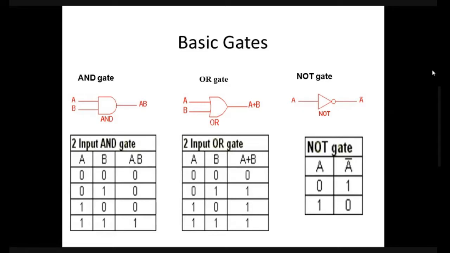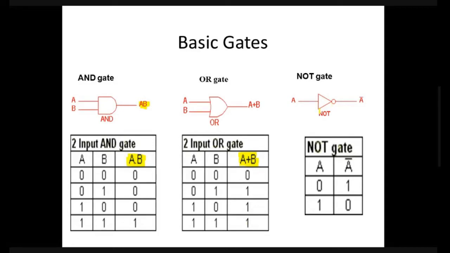The first is the AND gate. The AND gate is considered as A dot B, so a logical multiplication is performed. Then the OR gate is considered as A plus B. Here we perform the logical addition. Logical addition means 0 plus 0 is 0, 0 plus 1 is 1, 1 plus 1 is 1.